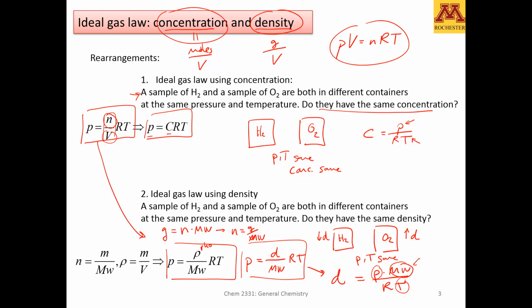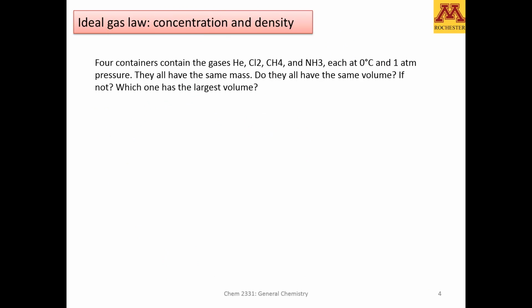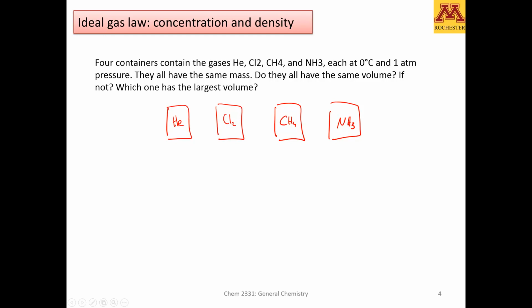Let's solve another problem. In this case, we have four containers. Let's draw them. Four containers. One contains helium. The other one chlorine. The other one methane. The other one ammonia. They are all at 0 Celsius, which is 273 Kelvin, at 1 atmosphere. And they all have the same mass. So it asks, do they all have the same volume?